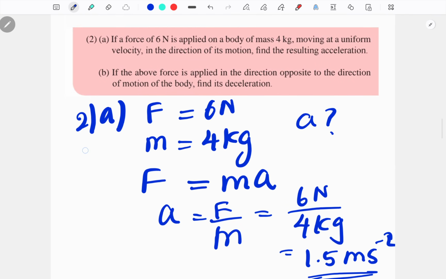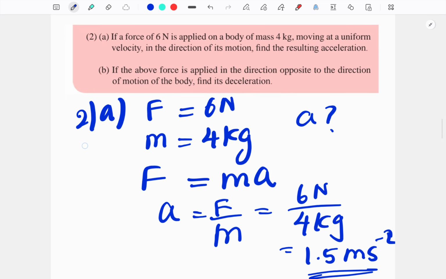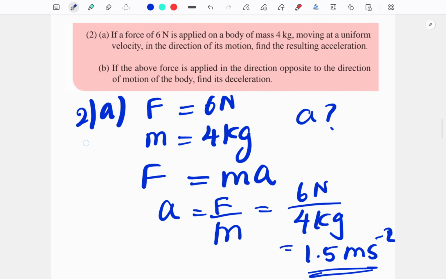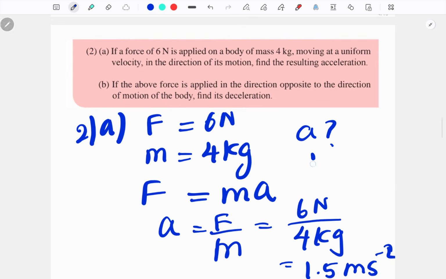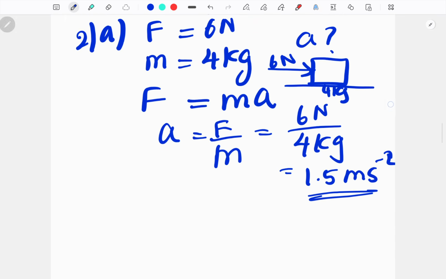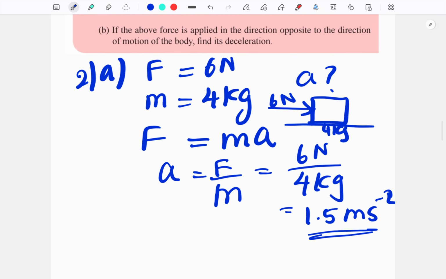Then in the B, if the above force is applied in the direction opposite to the direction of the motion of the body, find its deceleration. In here, think this 4 kg object is there, right? The force is 6 Newton applied this direction. Now it is telling the same force is applied in opposite direction. What happened? This box is moving to this direction now, so it facilitate and it's accelerate in this case.